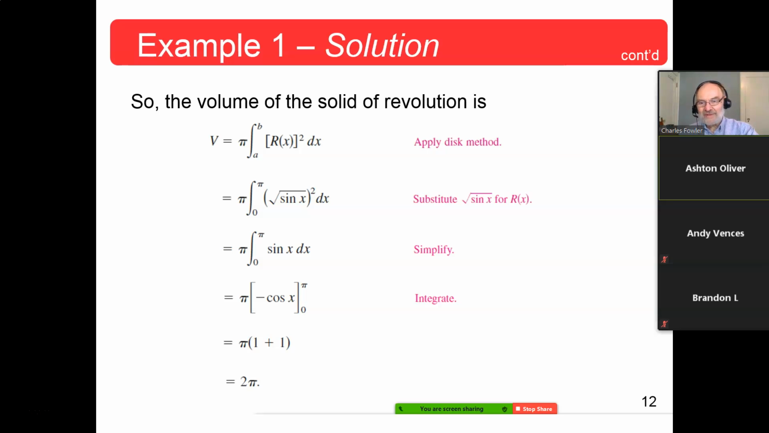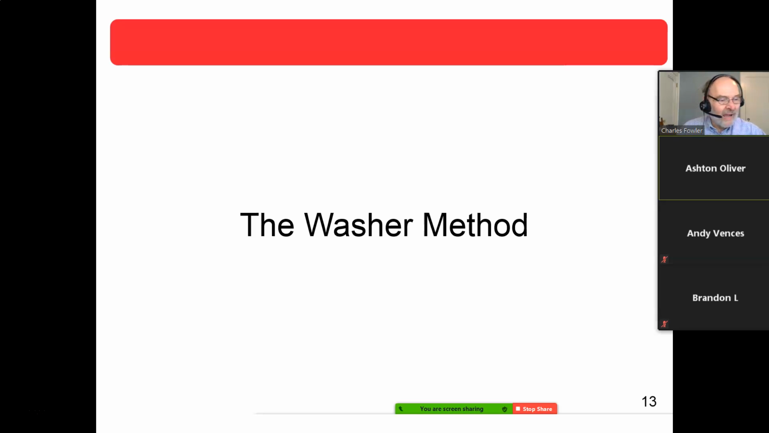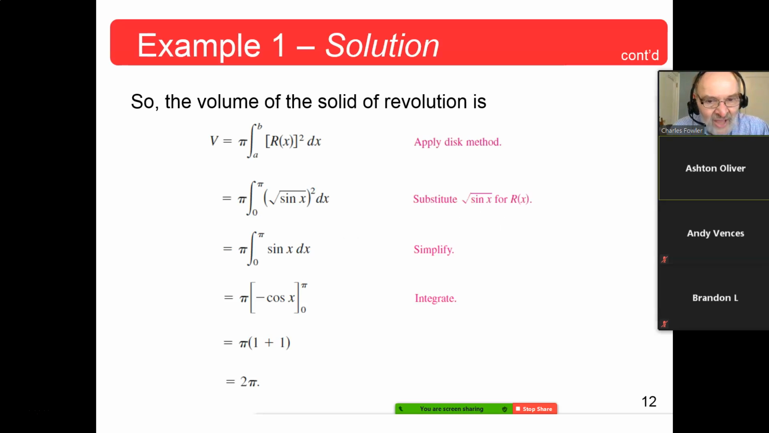Very nice of them to give us a simple square root of sine x. Looked like a weird function to give us because they knew we were going to square it. Came out something nicely integrable. Okay. Now, they're skipping example 2 before they get to the washer methods. So let's go to example 2.